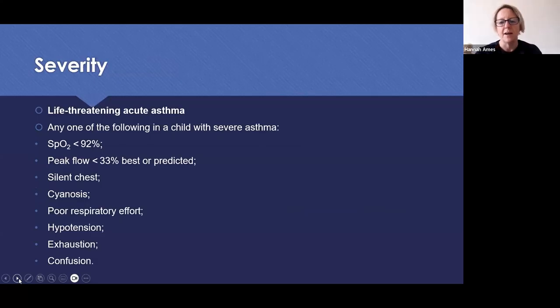And then we've got life-threatening acute asthma. So this is when the child is cyanosed, what we call got a silent chest. So there's very minimal air entry moving in and out, or none at all. Really poor respiratory effort. They can have quite a low blood pressure. They can be exhausted. Their oxygen saturations are less than 92%, and their peak flow is less than 33% of their best or predicted, and they can also be confused.